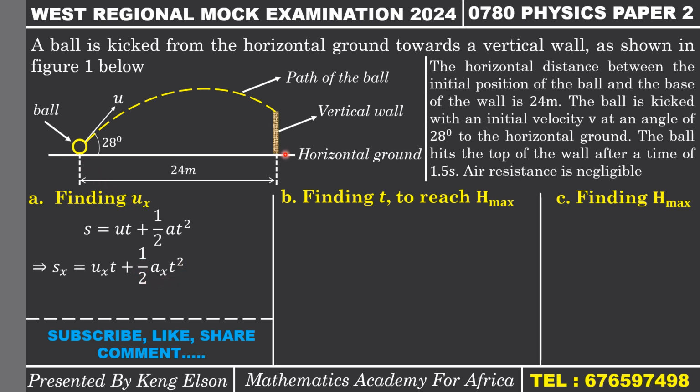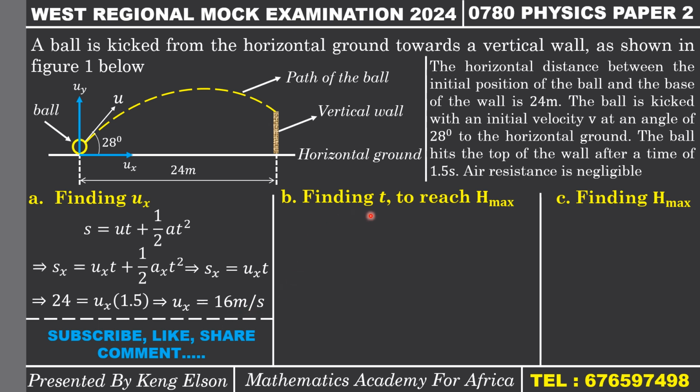But in the horizontal direction there is no acceleration, so it means that your sx will just be equal to ux times t. But what is sx after a time period of t? Your sx is 24 meters after a time period of 1.5 seconds. So this is the initial horizontal component, this ux is what we are finding. So from there we just have that 24 is equal to ux times 1.5, because 24 is sx after a time period of 1.5 seconds. So what is ux? 24 divided by 1.5, which will give us 16 meters per second.